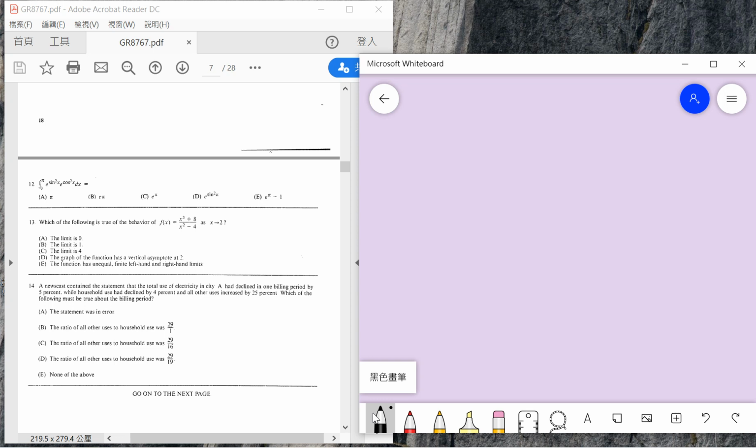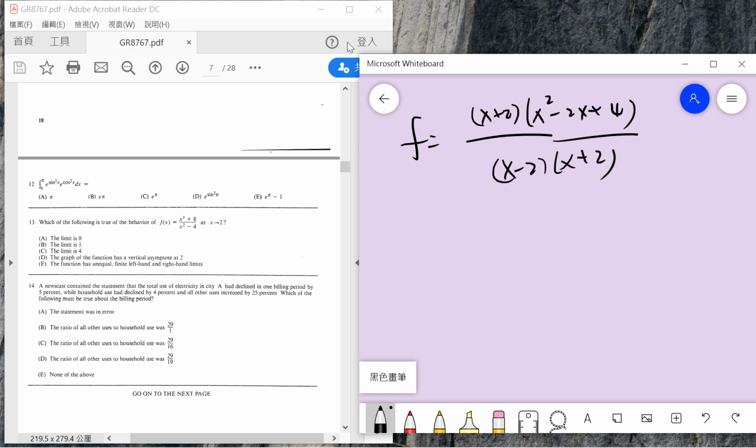Which of the following is true about the behavior of this function when x goes to 2? Okay. So we can first do the factorization. Cancel. So basically, f of x can be written as this.